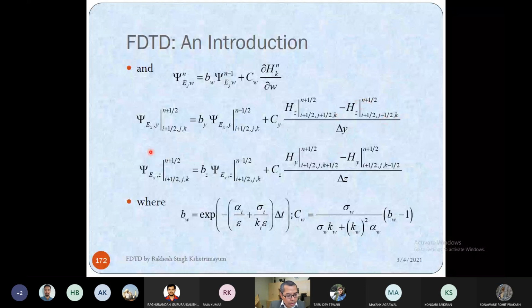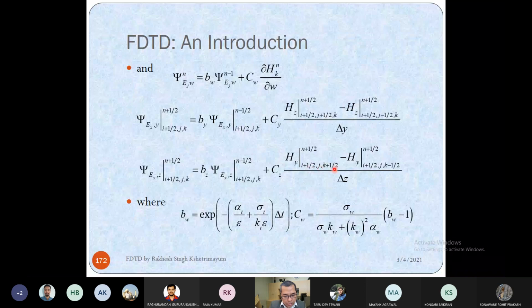Similarly, you can also find psi exz at i plus half, j, k at n plus half time as bz psi exz at i plus half, j, k at n minus half time, then constant cz times Hy at n plus half, partial derivative with respect to z, that's why i plus half, j, k plus half minus i plus half, j, k minus half.